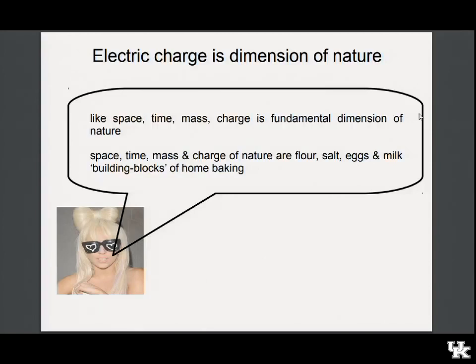We've just found, in the first half of the first class, a new dimension of nature. It's electrical charge. So that's a very important discovery.